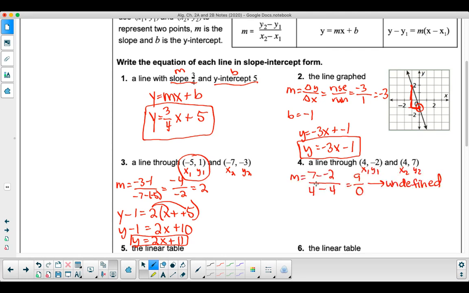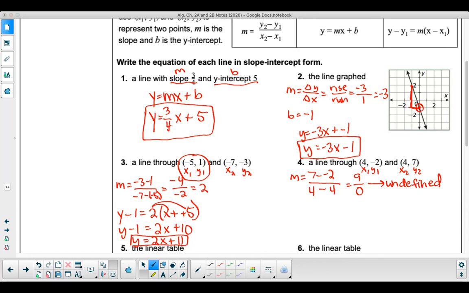I'm thinking you started this problem and you did y sub 2 minus y sub 1, which gave you a 9 on the top, and then x sub 2 minus x sub 1 gave you a 0 on the bottom. You cannot divide by 0, so this is called an undefined slope. If you're ever dividing by 0, that's an undefined slope. If your slope is undefined, that means you have a vertical line.